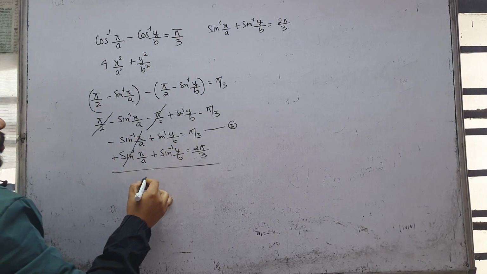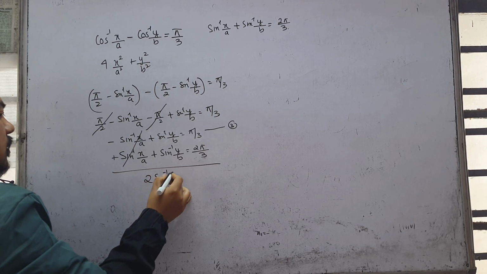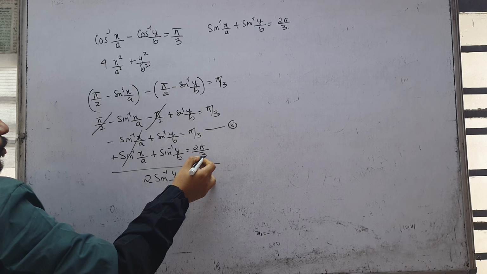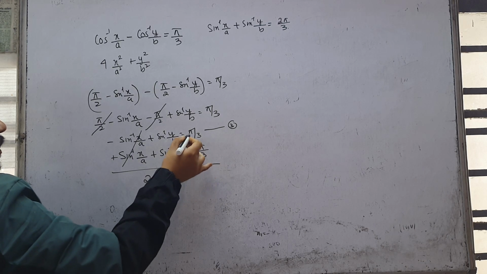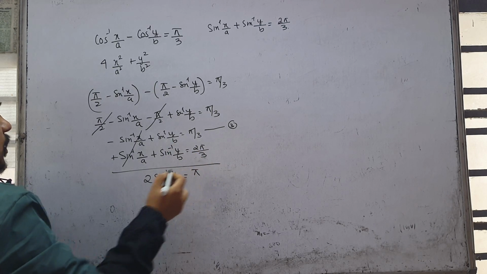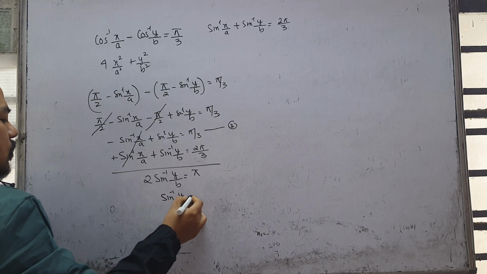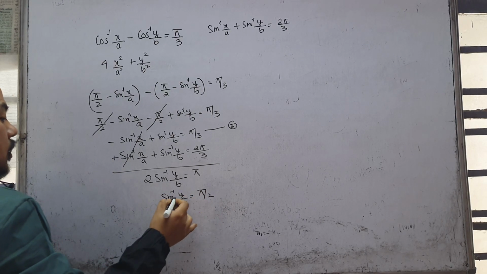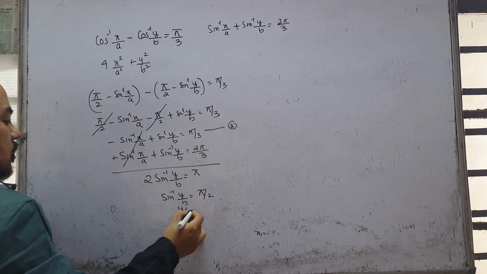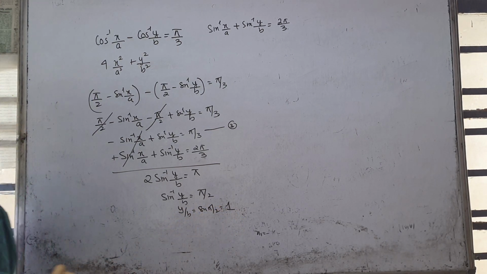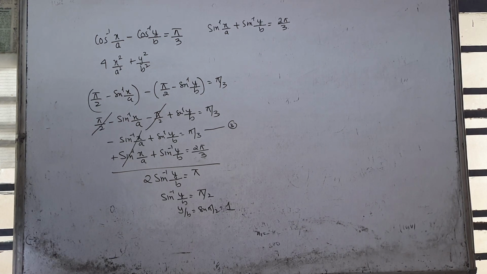Both are same. So what do you get? 2 sine inverse y by b. Add them. LCM is what? 3. 2 pi plus pi, what is that? 3 pi. 3 and 3 get cancelled. So what is sine inverse y by b equal to? Pi by 2. The negative sign goes, that sign becomes positive. So what is that equal to? Sine 90. And what is sine 90, everyone? 1. You got the value of y by b.